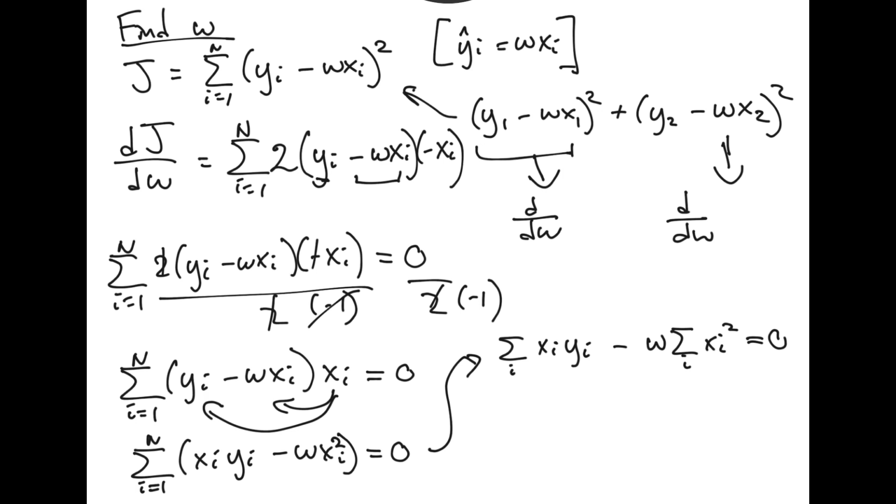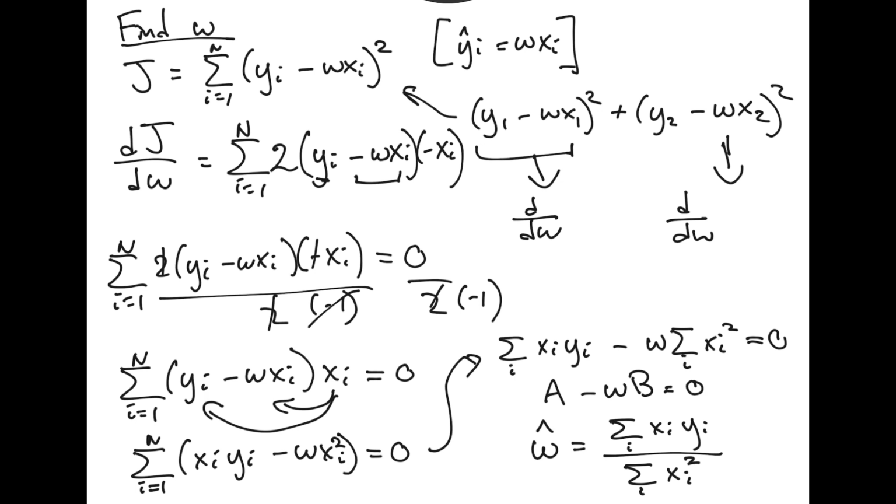And so perhaps the summations are a bit confusing. This is really just a number, let's call it a, minus w times another number, which is b. Remember, we have all the x sub i's and y sub i's. These are just numbers. So this is 0, and from this, you'd know how to solve for w. So we do the same thing. w is equal to the sum over i of x sub i y sub i, over the sum over i of x sub i squared. And we usually put a little hat on this to denote that it's an estimate. Okay, so that's the answer.